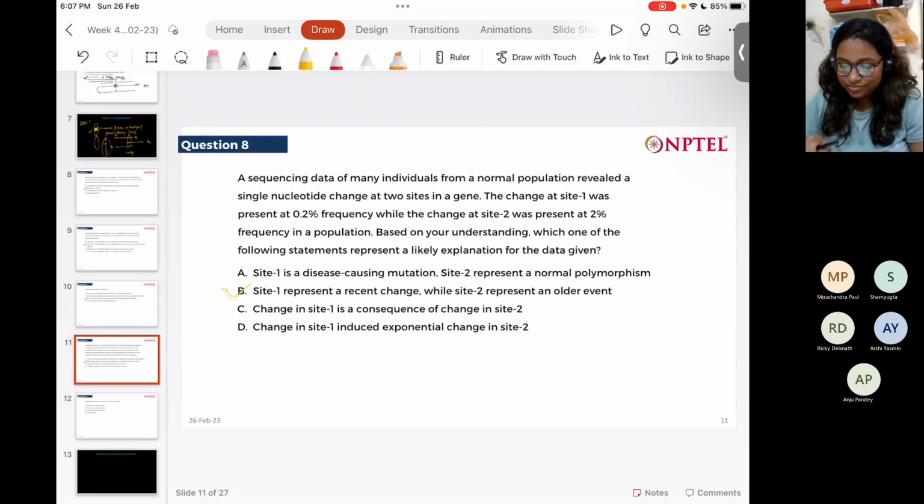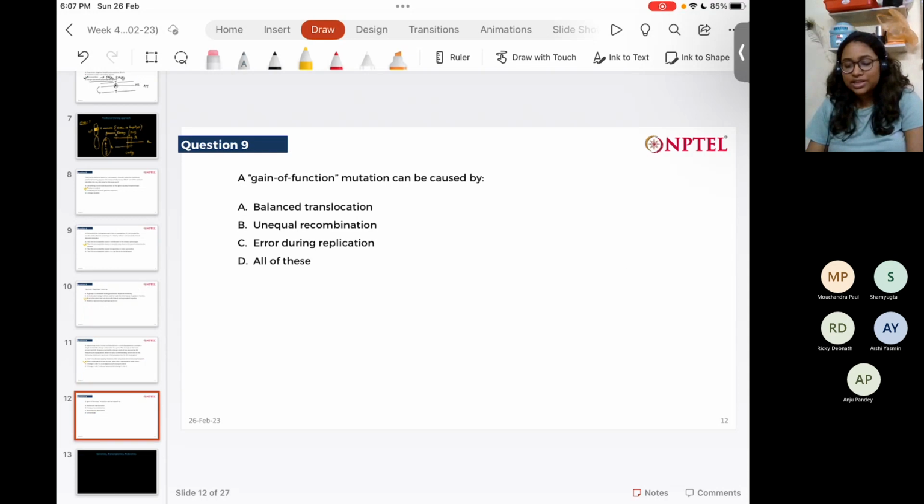So this is the 8th question. Now come to the 9th question. This question is about gain of function mutation, which we discussed last week, right? What is a gain of function mutation? You have to identify which of these are, or could be, the cause of a gain of function mutation. So option A is, yeah.